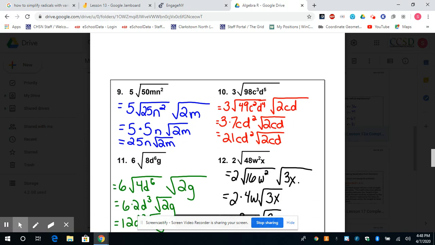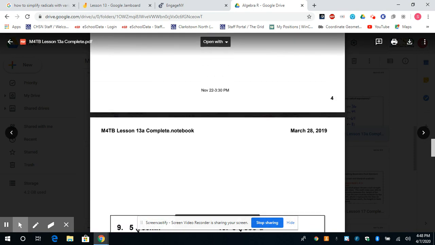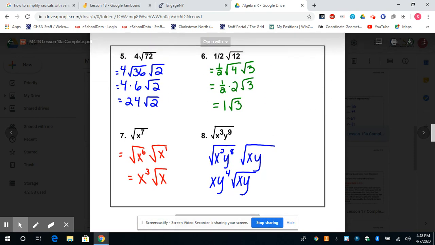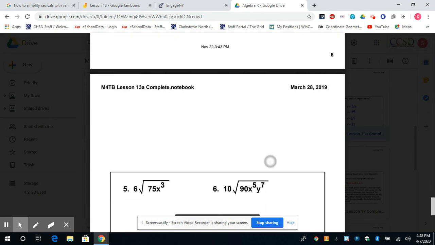So for homework, and these are a little bit harder ones. For homework, I'll post some problems for you to do based on this half, and then for next time, we'll finish this lesson and do some harder ones.